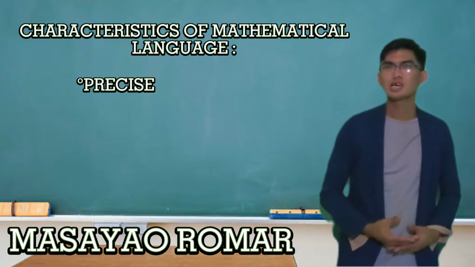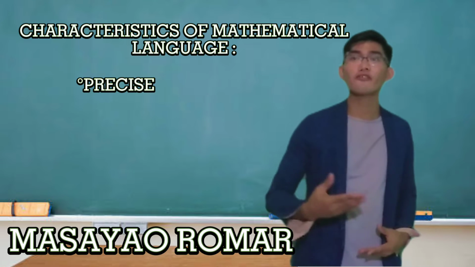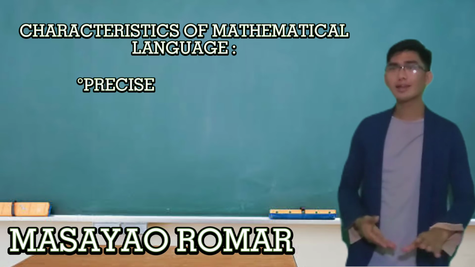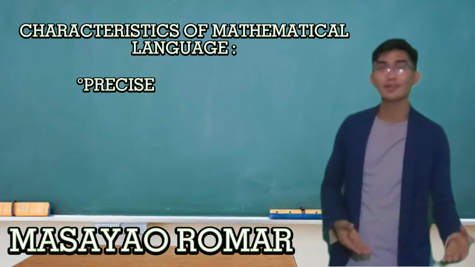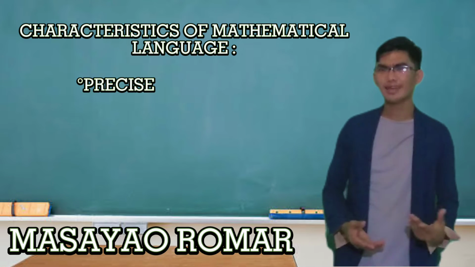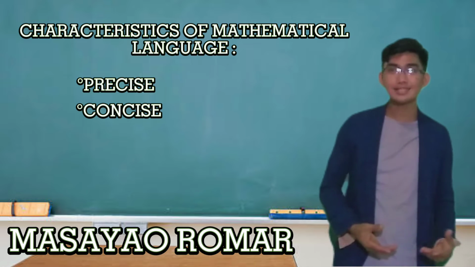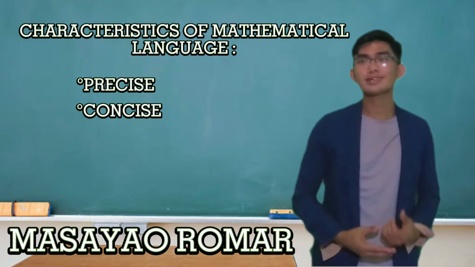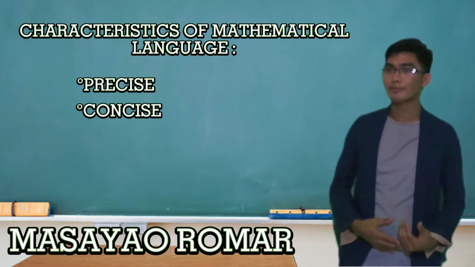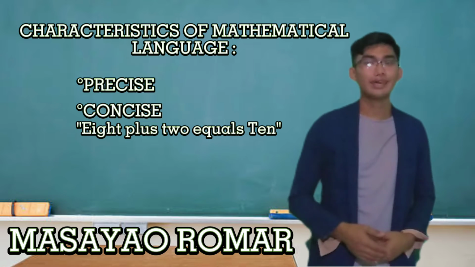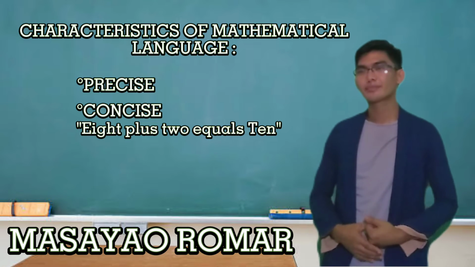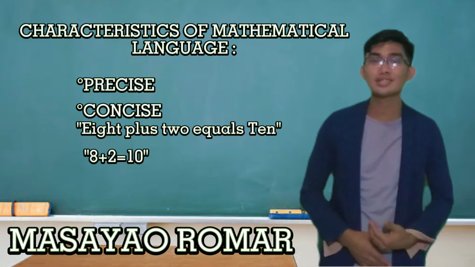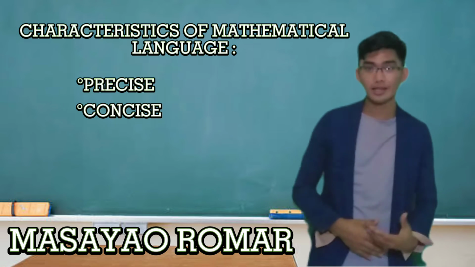First, precise. Precise means able to make fine distinctions based on definition. Example, a square is different from a circle based on definition. That is precise. Next, concise. Concise is able to say things briefly. Example, the long English sentence "8 plus 2 equals 10" can be shortened using mathematical symbols like this. In mathematical symbols it is 8 + 2 = 10. That is concise, or it explains briefly.